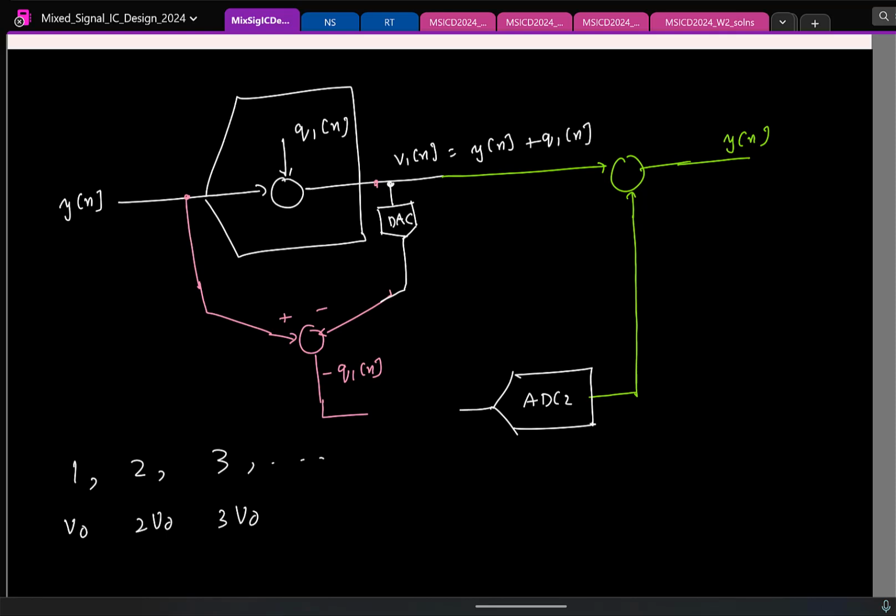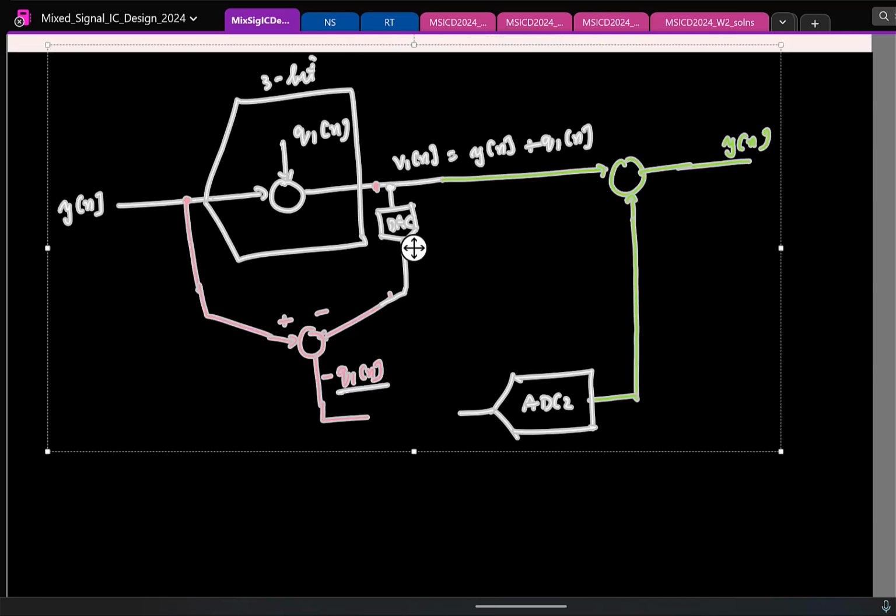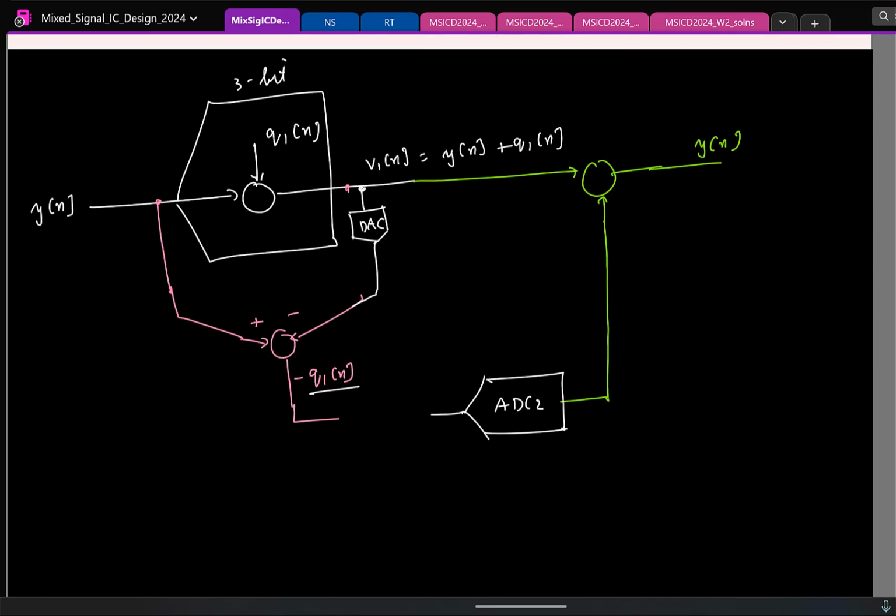Now remember that the signal we have is minus Q1, right? Let's say this is a 3-bit ADC. So if this is a 3-bit ADC, again let's say the range of this ADC is from minus Vref to plus Vref. So what can you say about the step size delta 1 for this ADC? Yeah, 2 Vref by 8, right? I'll write it as 2 Vref by 2 power 3.